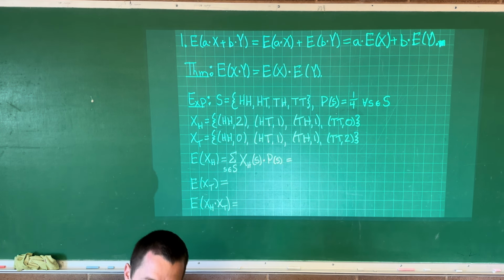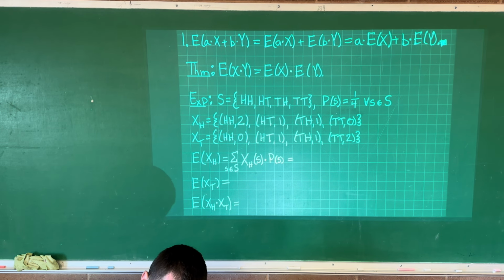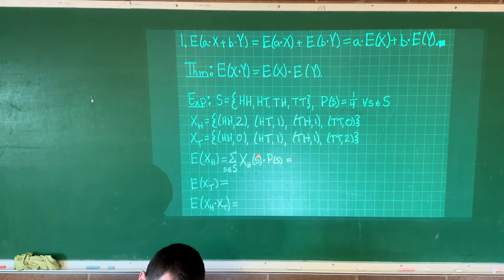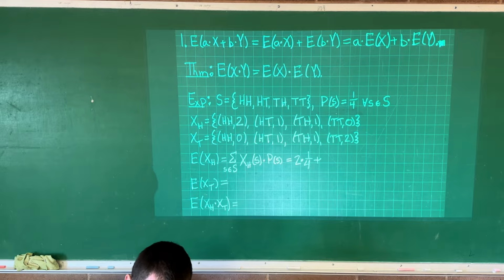Let's start by calculating the expected value of x sub h. Now, how do you calculate the expected value? You take every single little s in big S, plug it into your function, whatever function you're calculating the expected value of, and multiply it by its probability. So I'm going to take HH and plug it into x sub h. What does this term come out to when I plug in HH? 2. Times what was its probability? 1/4. Okay, now add that to when we plug in our next thing in S.